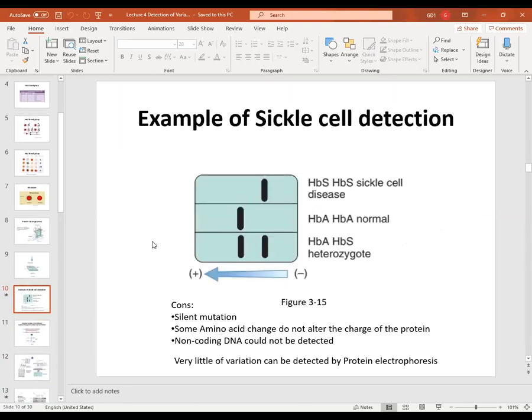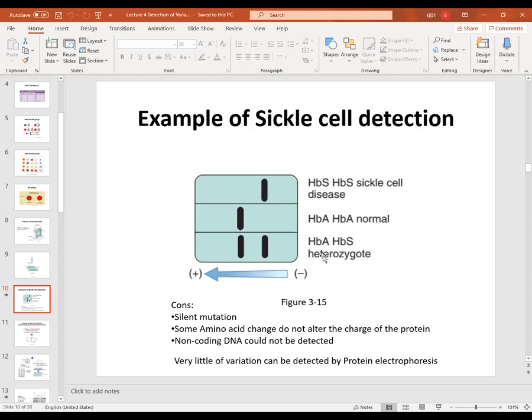Here is a sample. In sickle cell disease, they run the protein for the beta globin gene, and they can detect the variant here. This one is sickle cell disease, this is normal, and this is a heterozygote, a carrier of the disease. Using protein, you can detect that.